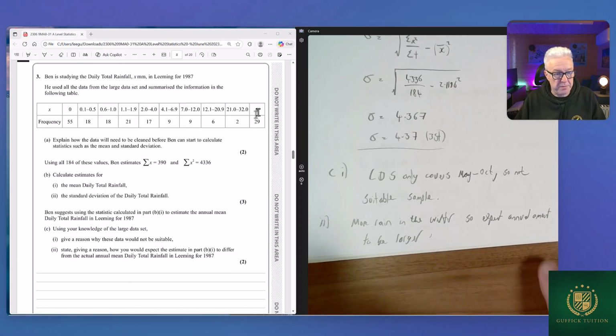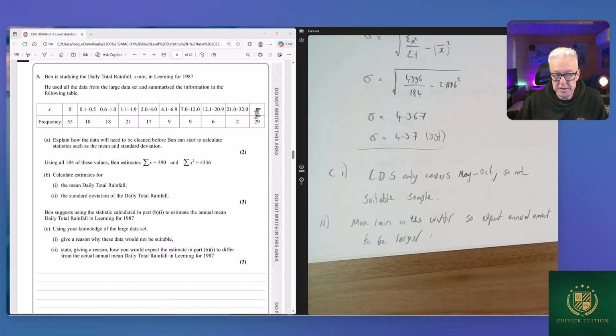Right, now it says Ben suggests using the statistics calculated in part B to estimate the annual daily total rainfall for Liming in 1987. Using your knowledge of the large data set, give a reason why these data would not be suitable. And the answer is because the large data set only covers from May to October. So it's not going to be a suitable sample for estimating the rainfall in Liming for the whole year, because it's only covering half the year, so it wouldn't be wise.